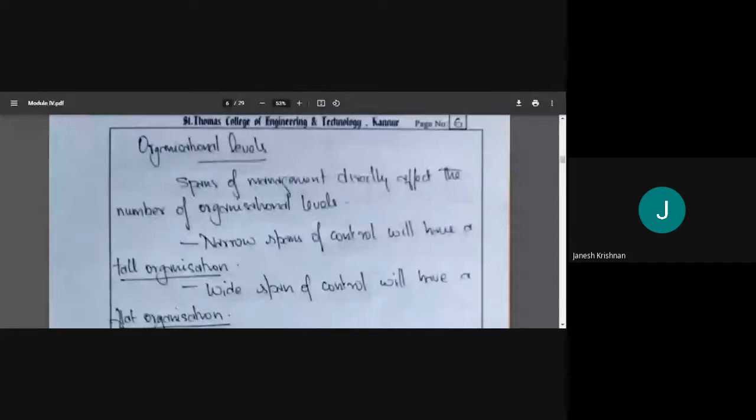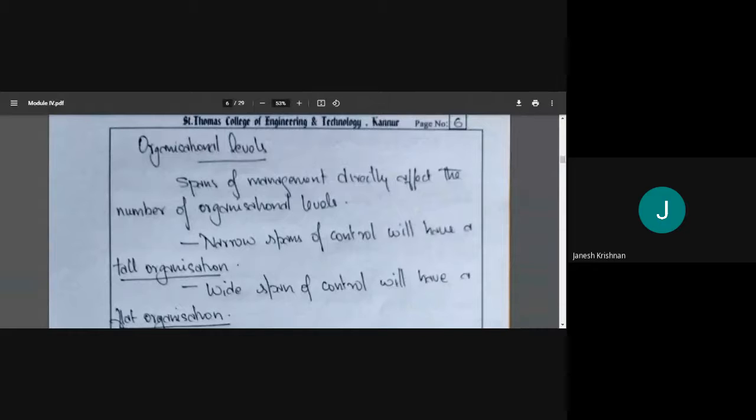The number of levels will depend upon the span of management. If our span is narrow, our levels will be more, or if each level has more and more people, there will be fewer levels. Right? And what is the principle behind this? There is a limitation on how many people can report to one single person. Based on that, we will have organization levels.